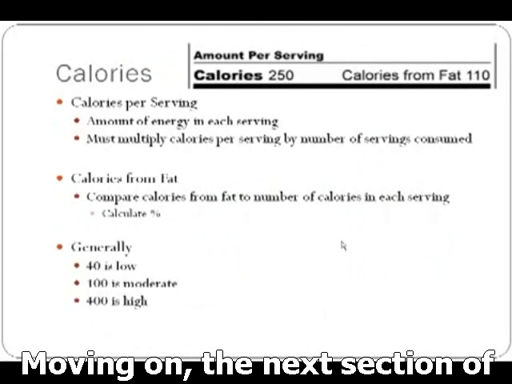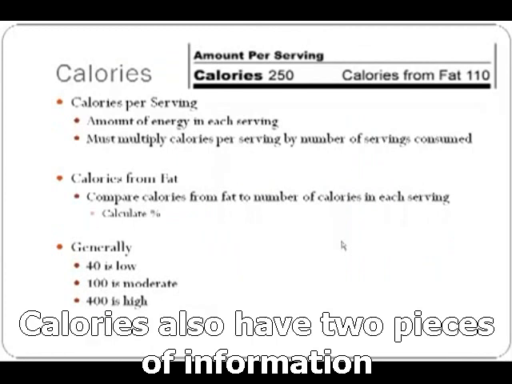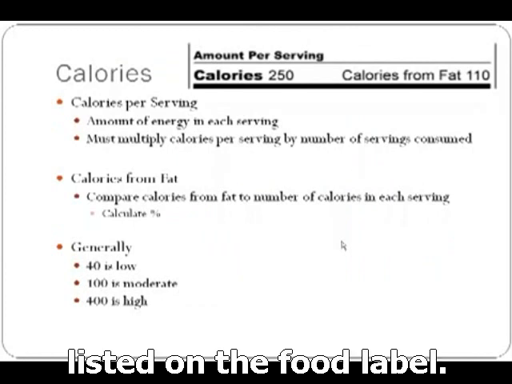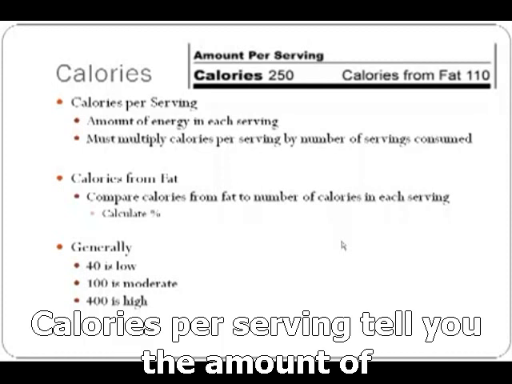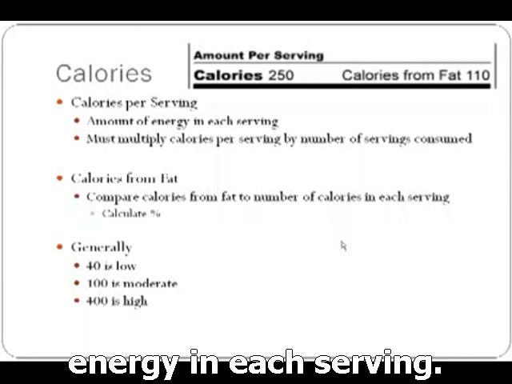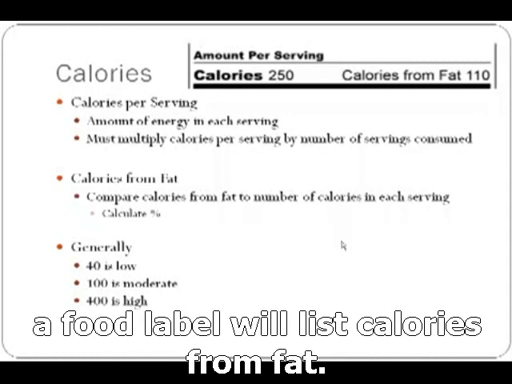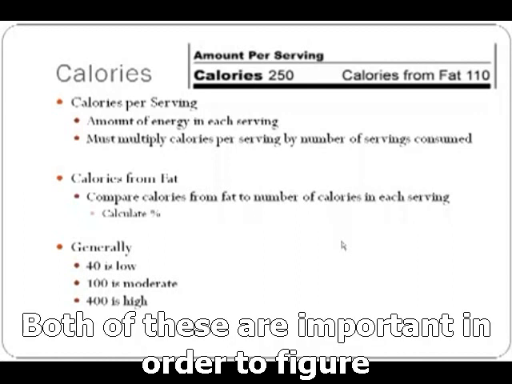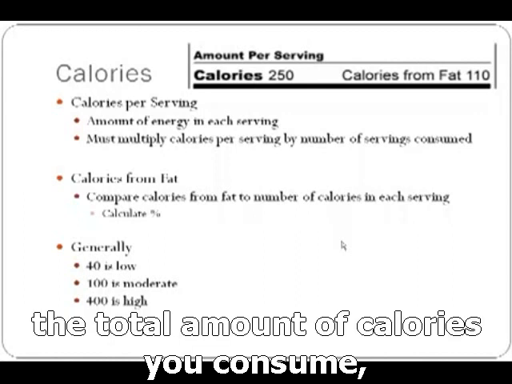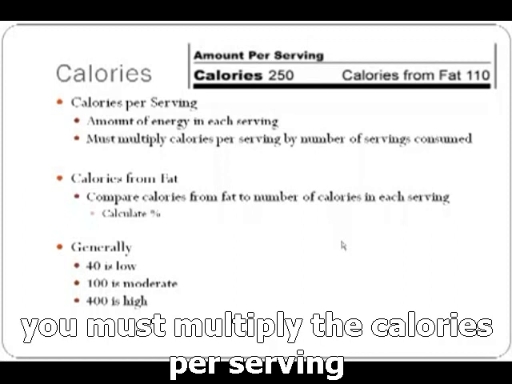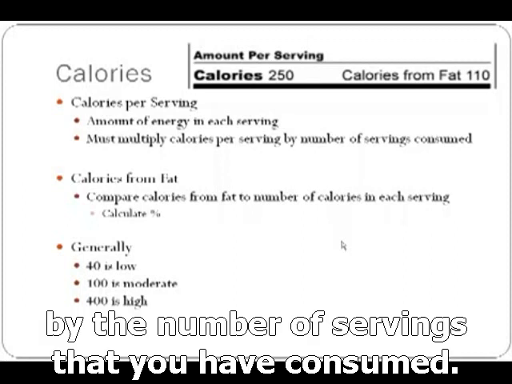Moving on, the next section of the food label is calories. Calories also have 2 pieces of information listed on the food label. Calories per serving tell you the amount of energy in each serving. Located just to the right of calories per serving, a food label will list calories from fat. Both of these are important. In order to figure the total amount of calories you consume, you must multiply the calories per serving by the number of servings that you have consumed.